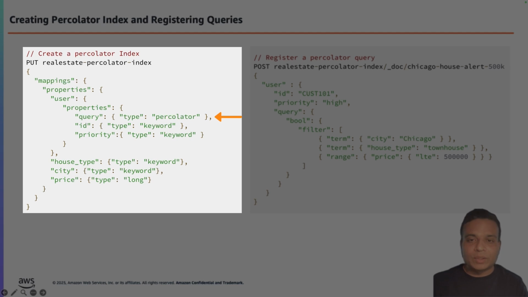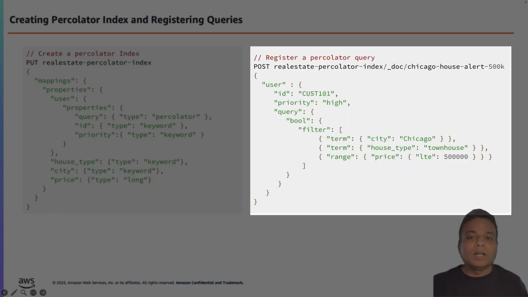The index includes special mappings that incorporate the percolator type field along with fields for metadata like customer IDs, priority levels, and notification emails. The core structure looks like this. First, we define the mappings that include the percolator field type, which is crucial for storing queries. Then, we store user queries in this index, each associated with relevant metadata.